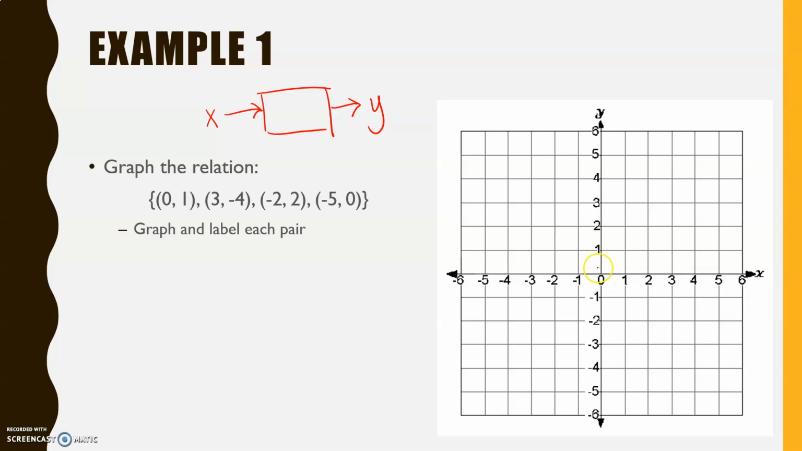We've got 0, 1. We've got 3, -4, -2, 2, and -5, 0. Now we're going to label the pairs. So I'm going to label these just with what point they are.